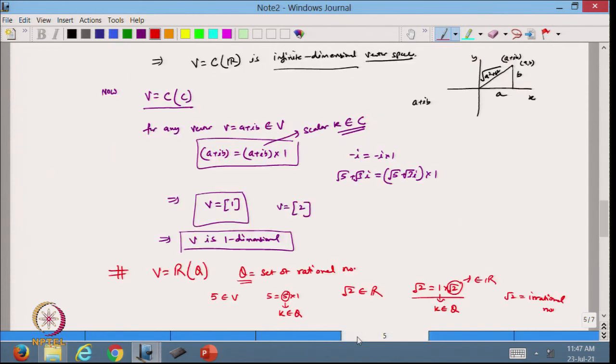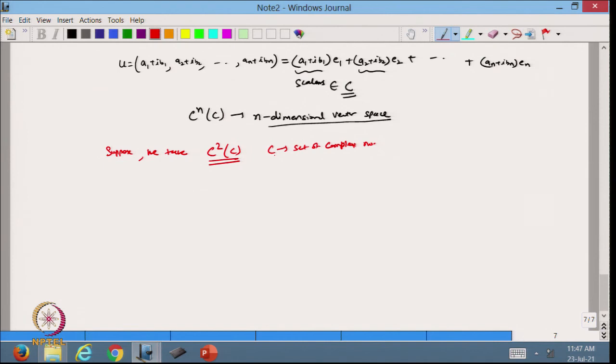Some books also write it like this one. So, sometimes it is written like C over C. That is also a notation, but this is basically the set of complex numbers.